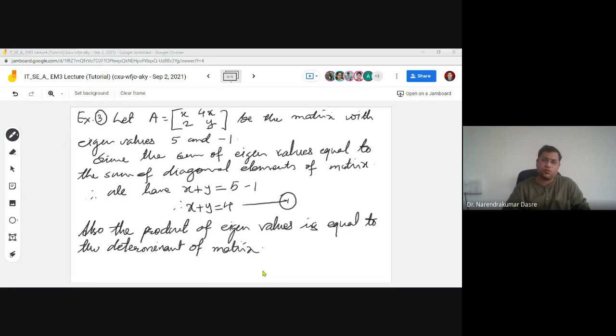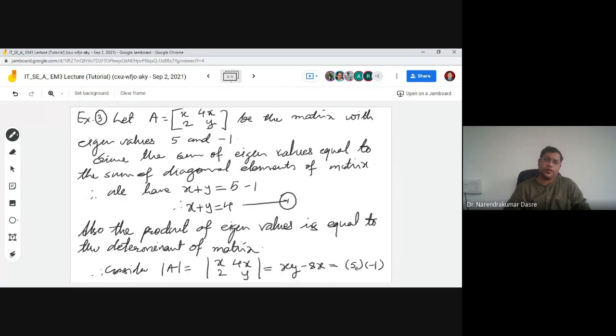Okay, so what we have here, hence consider the determinant of A. What will be the determinant? It is x into y minus 8x, and we know this is equal to 5 into minus 1.